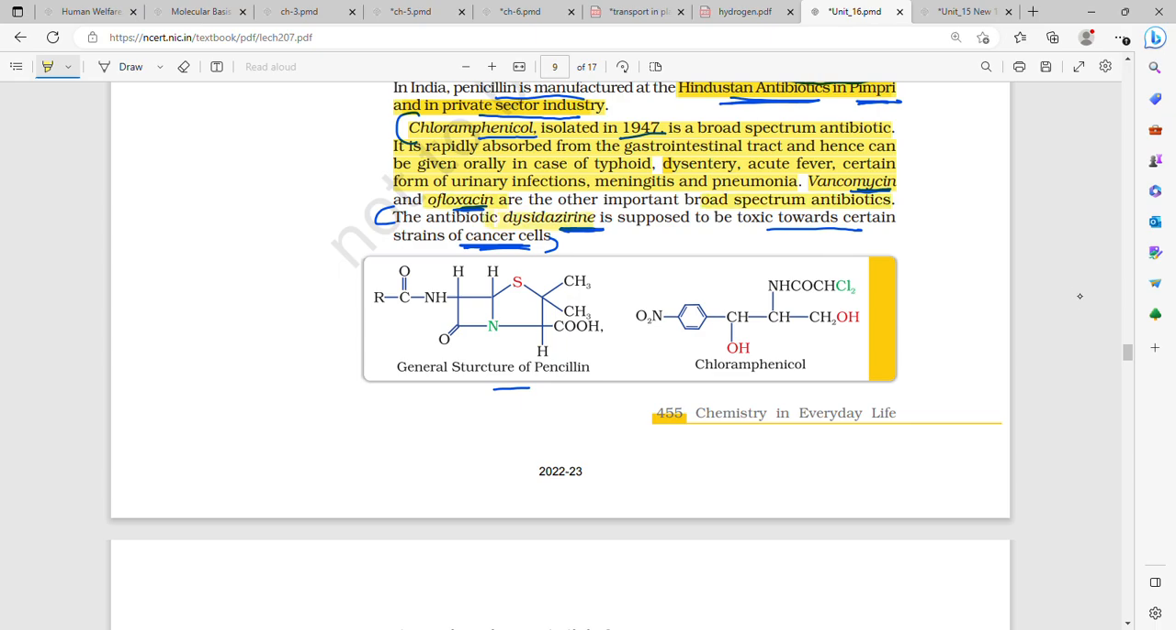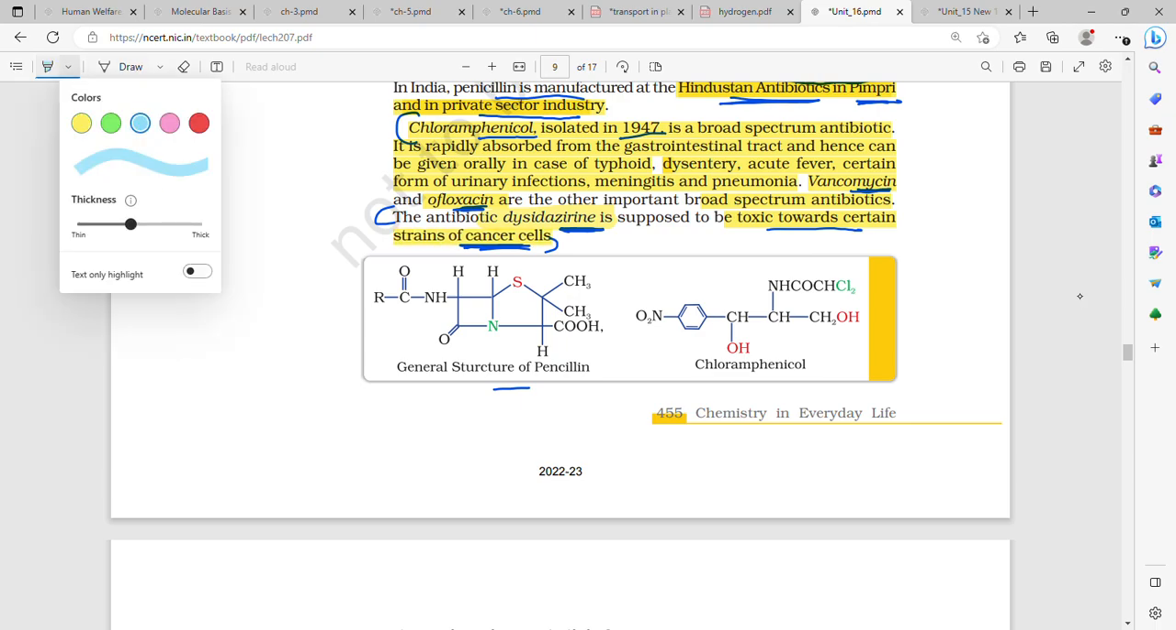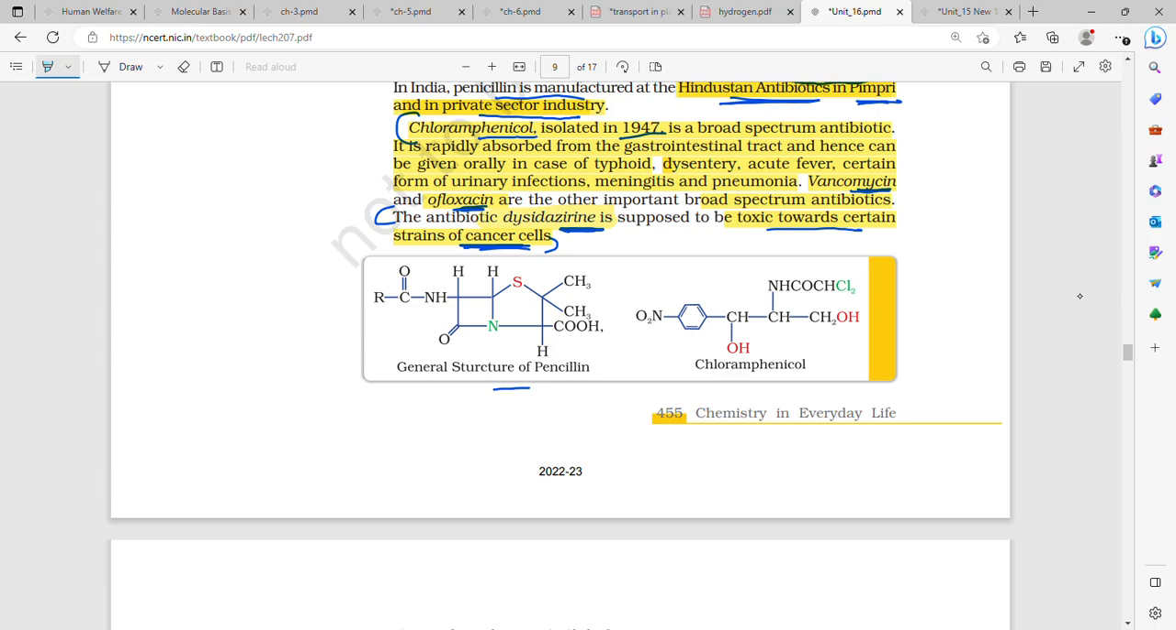The antibiotic dysidazirine is supposed to be toxic towards certain strains of cancer cells. General structure of penicillin, and chloramphenicol.